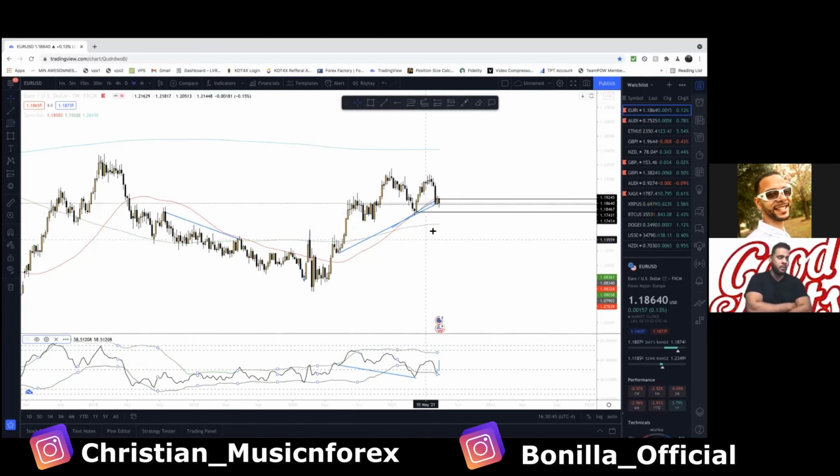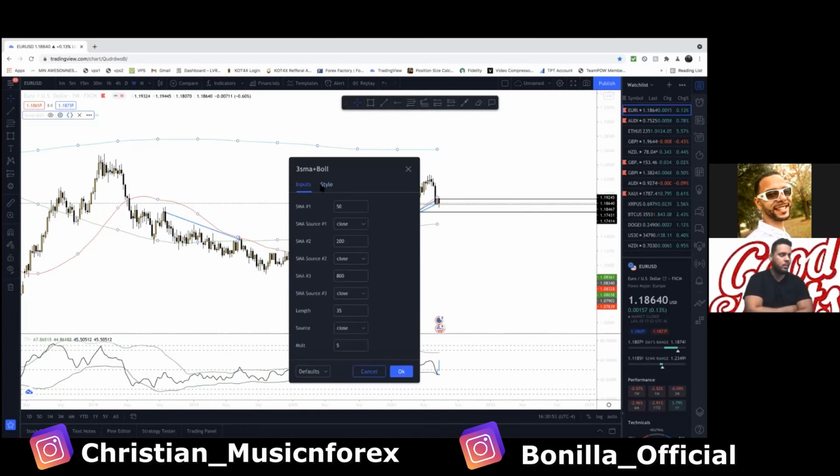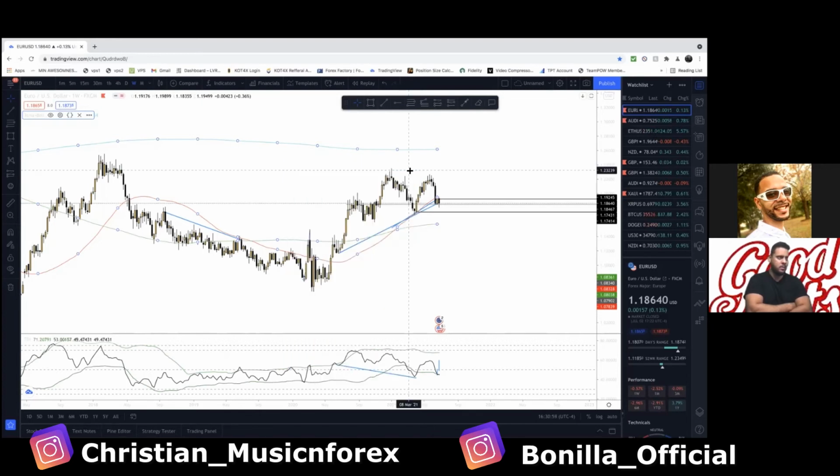These are all SMAs. So 50, 200, and 800. So if we go to the settings here, that was my mistake. It was all SMAs. Is there a particular difference between the SMA and the EMA for you in your strategy?